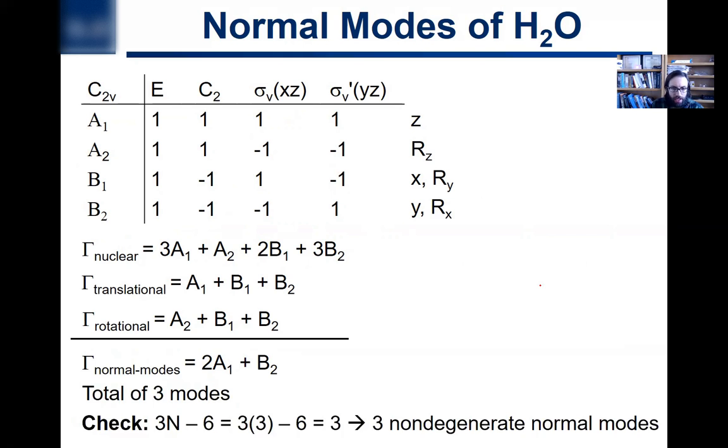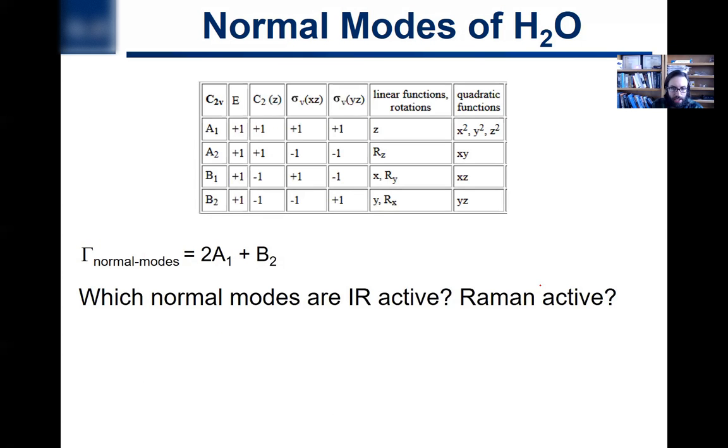Total of 3 modes. Does that match our formula, 3n minus 6? This is a nonlinear molecule where n is the number of atoms. We have 3 atoms in water, 2 hydrogens, 1 oxygen. 3 times 3 minus 6 is 3. So 3 normal modes, and that is correct.